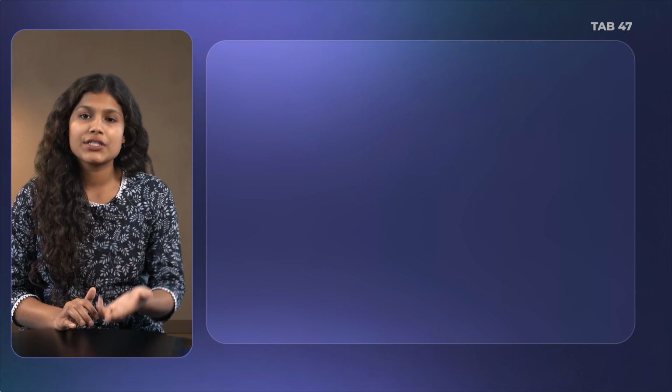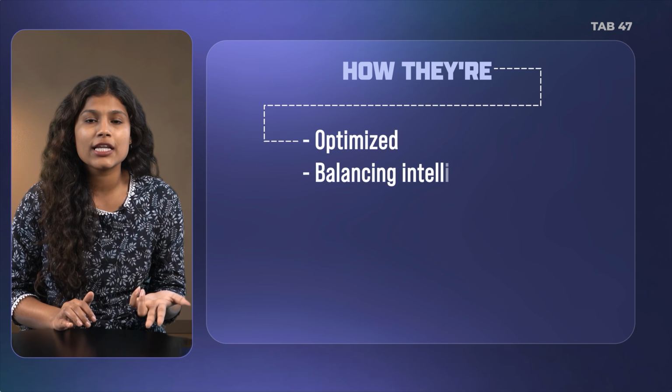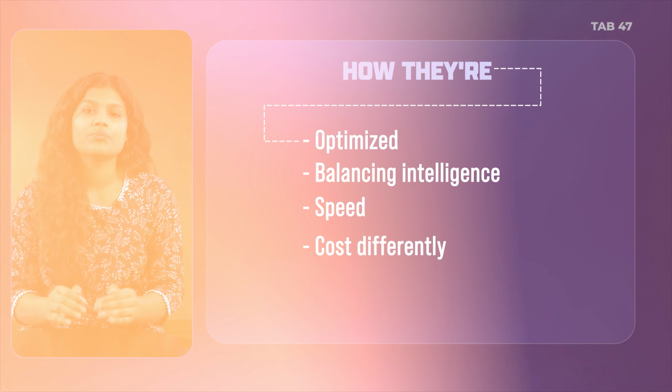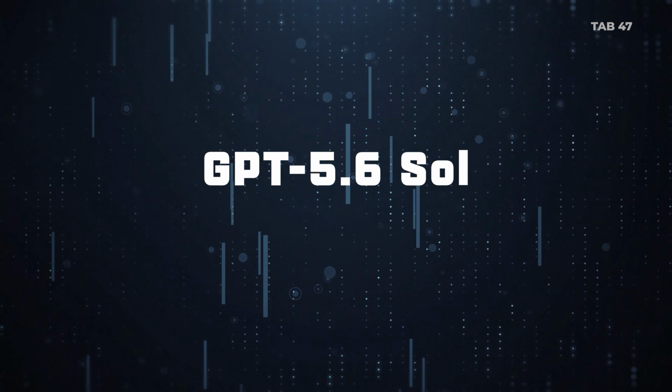And here's something important that a lot of people missed. These aren't three completely different AIs, they share the same GPT 5.6 foundation. What changes is how they are optimized, balancing intelligence, speed, and cost differently, depending on the type of work you need to do. So let's meet the first member of the family, and it's the one OpenAI says is the most capable model yet, GPT 5.6 Sol.